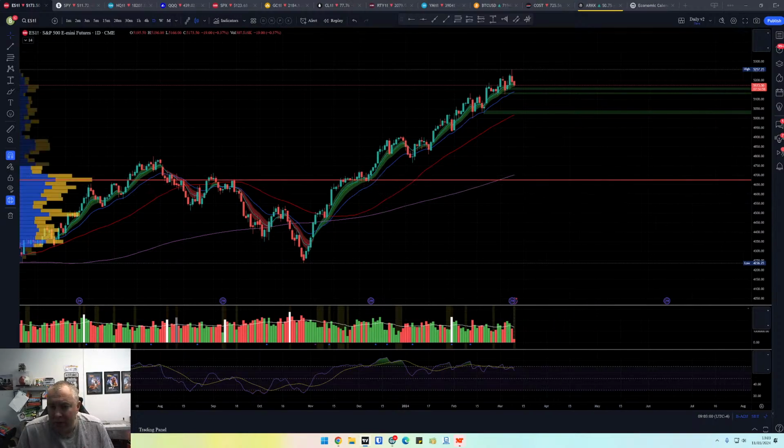Okay, so we talked about this over the last couple of days as well. We've been looking at this decline in volume over the last few days, and we are really just trading within this range. Let's just draw it in.